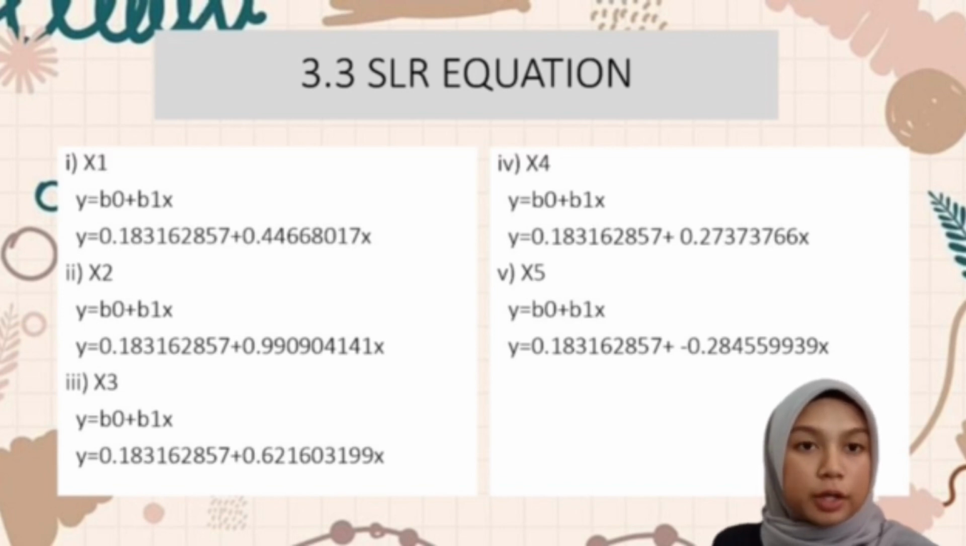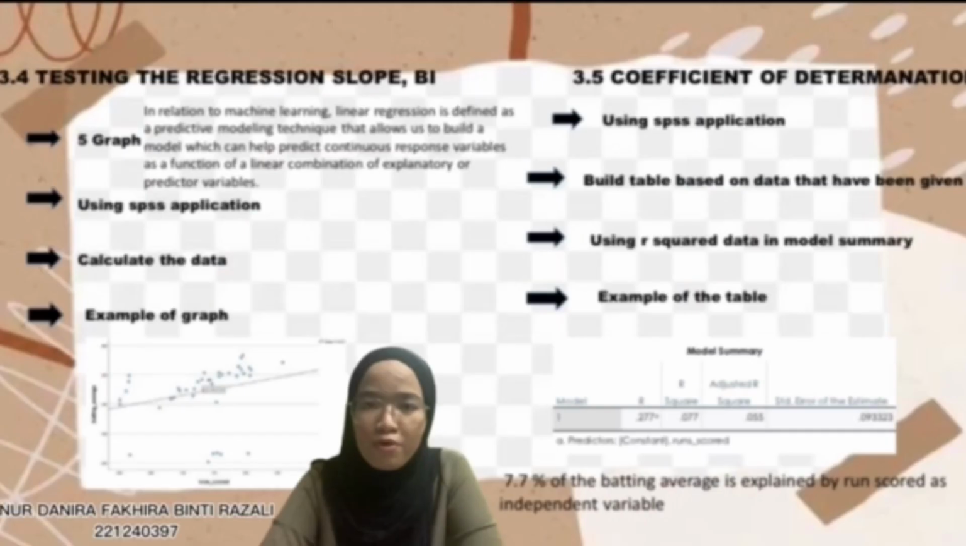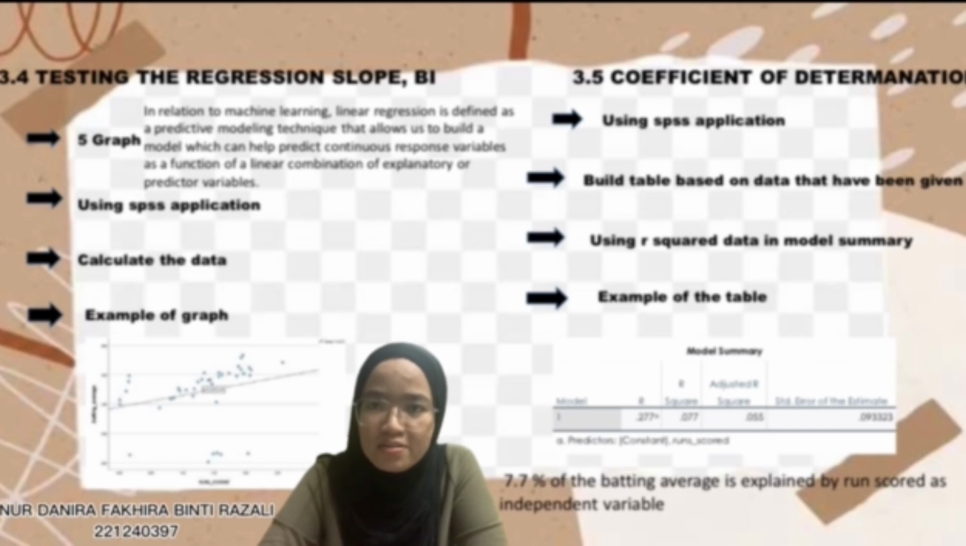Lastly, for the SLR equations: x1, y equals 0.183 plus 0.447x1; x2, y equals 0.183 plus 0.991x2; x3, y equals 0.183 plus 0.622x3; and lastly, x5, y equals 0.183 plus negative 0.2x5. 4. Testing the regression slope.